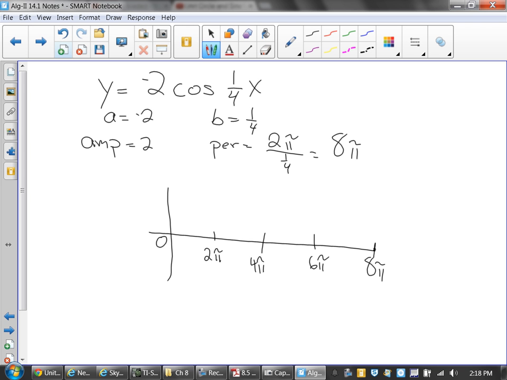My amplitude is 2. But my a value is negative 2. You start down. Correct. So this is a cosine graph. Cosine always starts at the value of a. In this case, the value of a is negative 2. It starts at the value of a, goes to 0, opposite value of a, 0, and back to a. There's your curve.